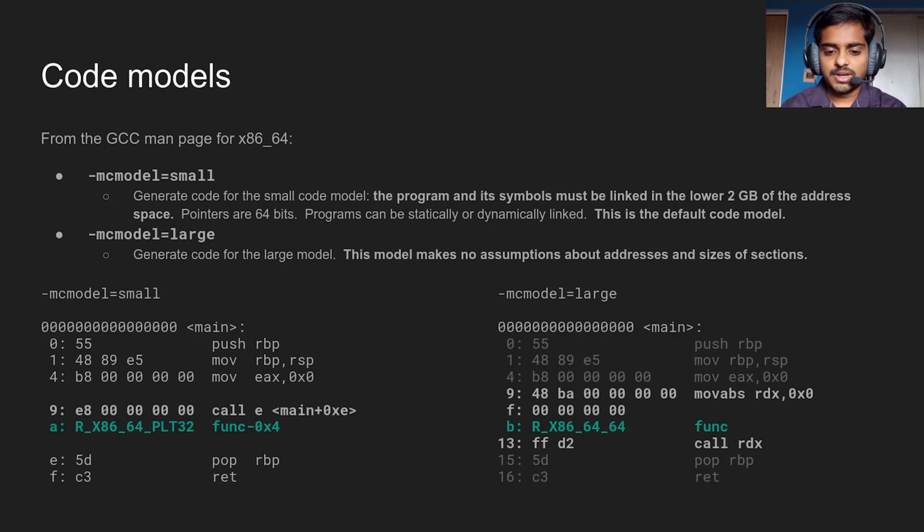Code models determine what range of addresses can be used in your program. In the small code model, your program has to be linked in the lower 2 GB of the address space, but in large code model, it can be as large as you want.